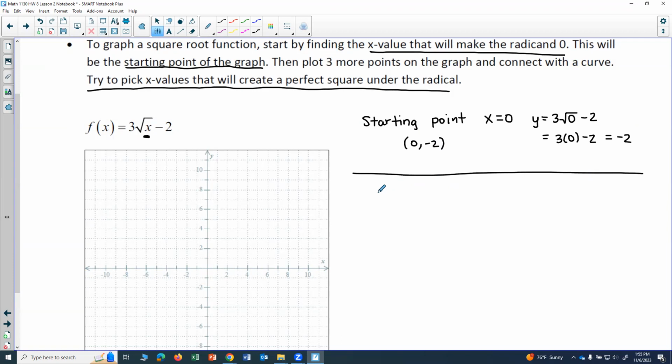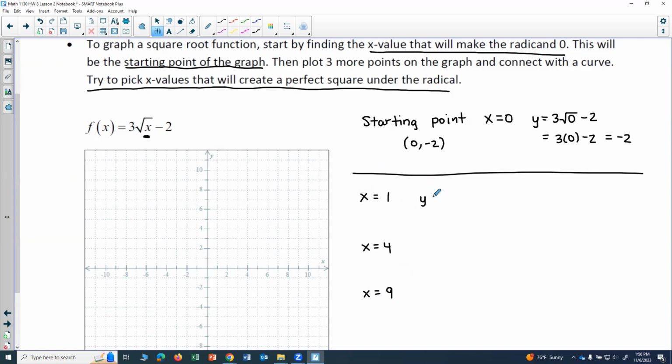And I'm going to pick values of x that will make a perfect square underneath the radical. So for example, x equals 1, x equals 4, because 4 is a perfect square, and x equals 9. Those would be good x values to pick, because when I plug them into this function, I'm going to get a square root of a perfect square.